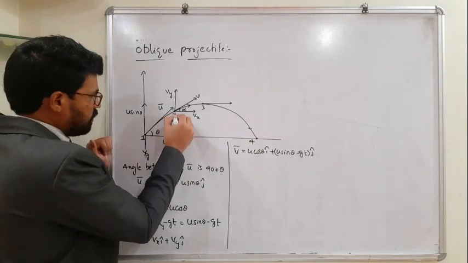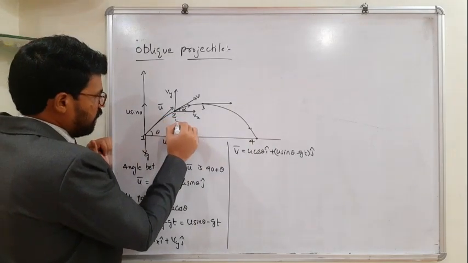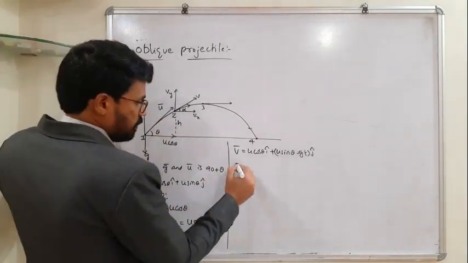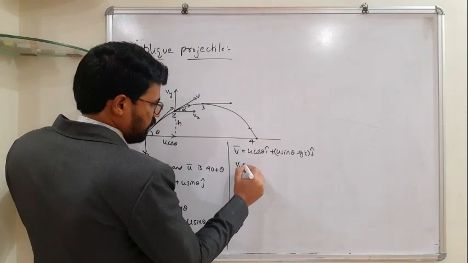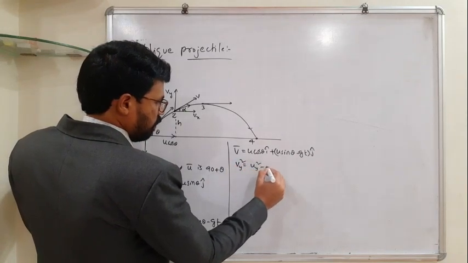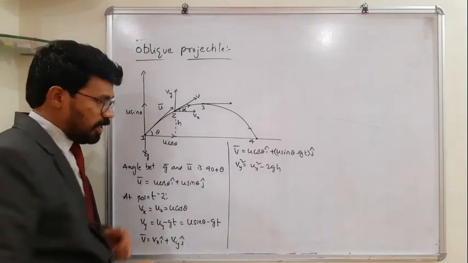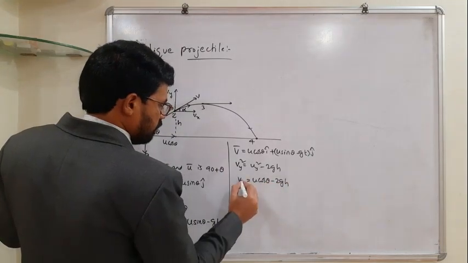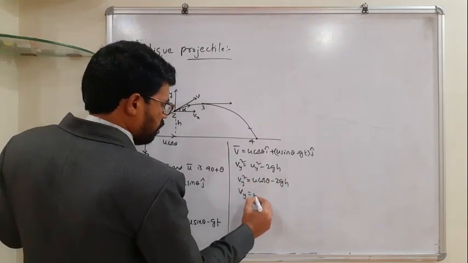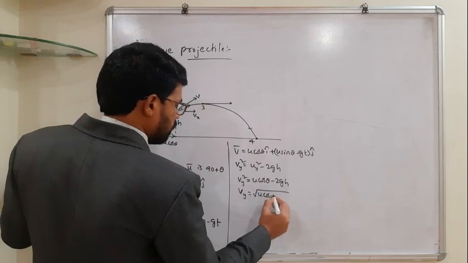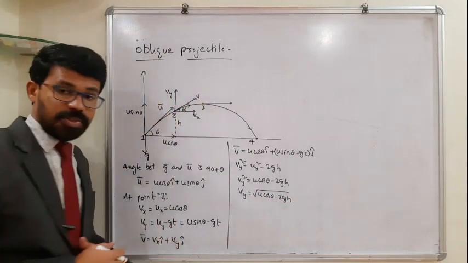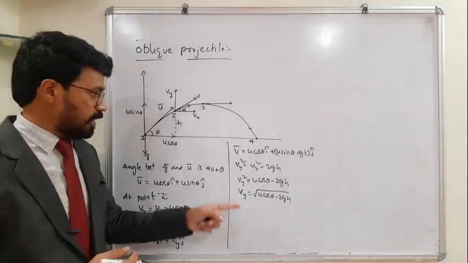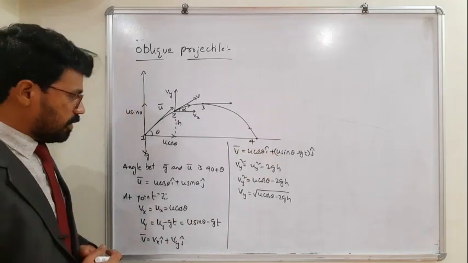If a height is given, let us say this point is at a height equal to h, in terms of height also you can express this vertical component of velocity. Vy square is equal to uy square minus 2gh, so uy is u sin theta. Therefore, vy is equal to under root of (u sin theta) square minus 2gh. So like that you can express the vertical component of velocity at a height equal to h, and this can be replaced here, no problem. So that's how in different ways you can approach.